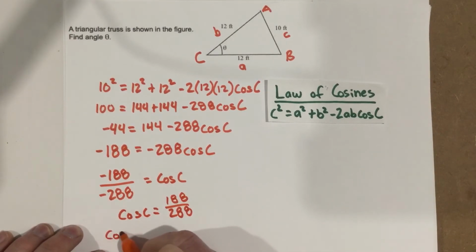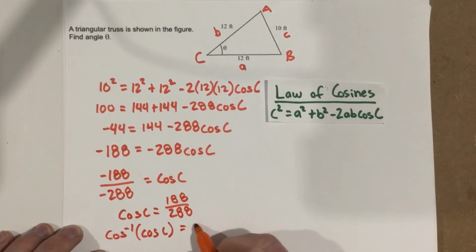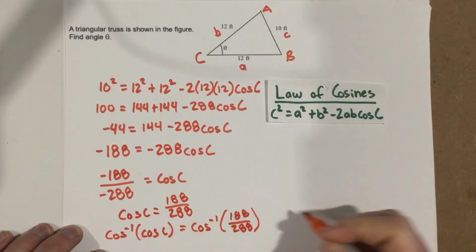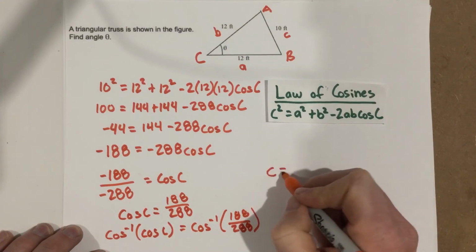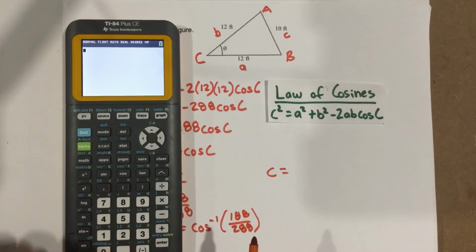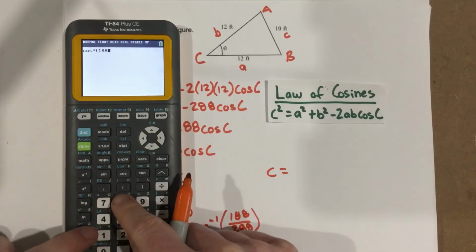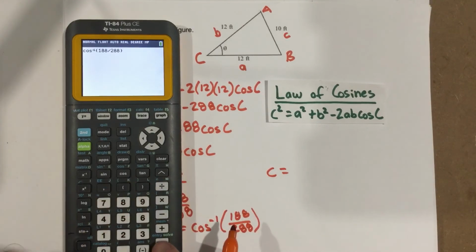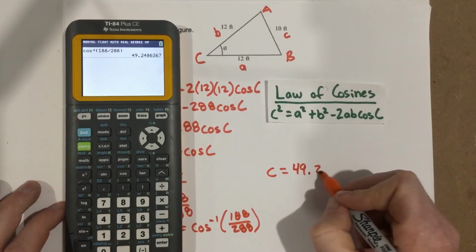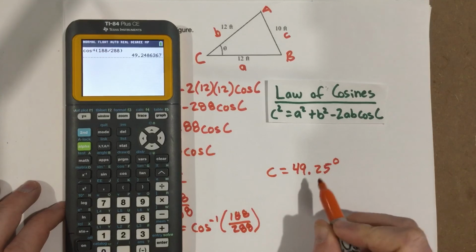So I'll have cosine inverse of cosine C to cancel the cosine, equals cosine inverse of 188 over 288. When you take the cosine inverse of cosine, that gives you C equals whatever cosine inverse 188 over 288 is. So let's plug that in. So cosine inverse 188 divided by 288. And I get 49.25 degrees.